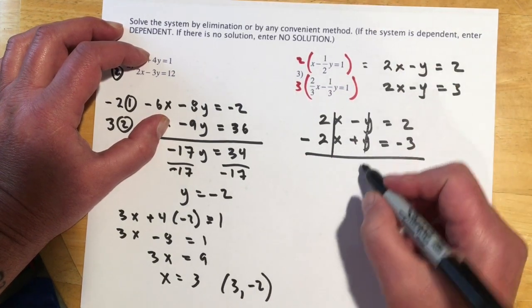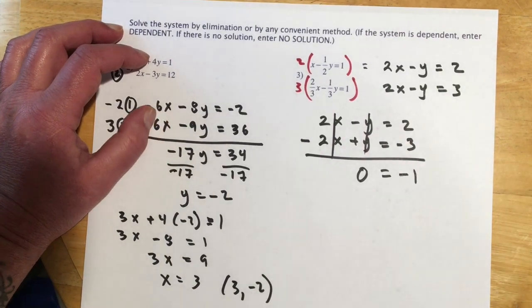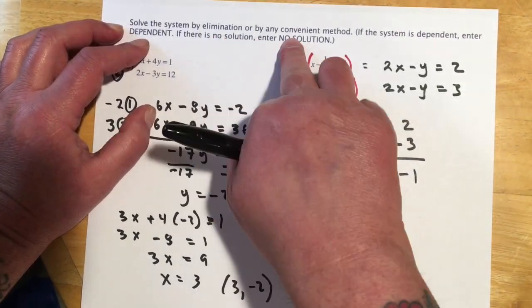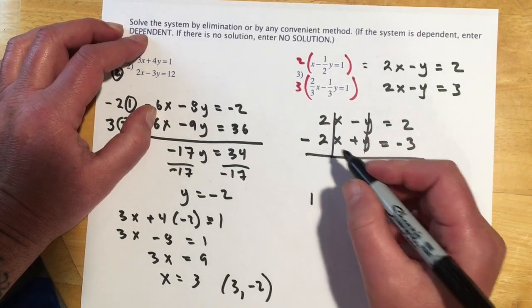So those cancel, leaving me nothing on this side. And on this side I get negative 1. And so this would be no solution because we got this false statement. If we got 0 equals 0, then it would be dependent.